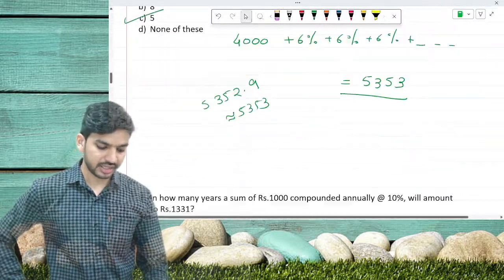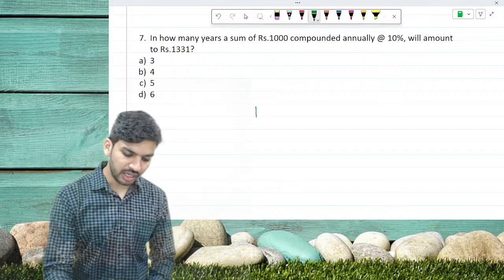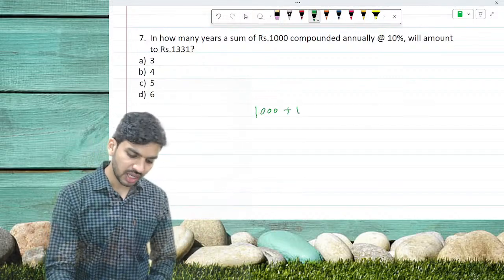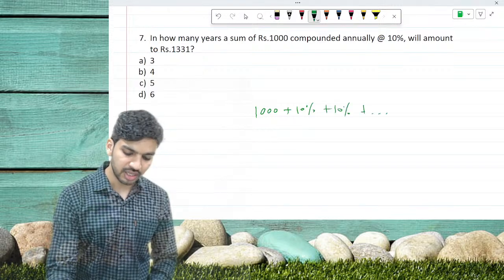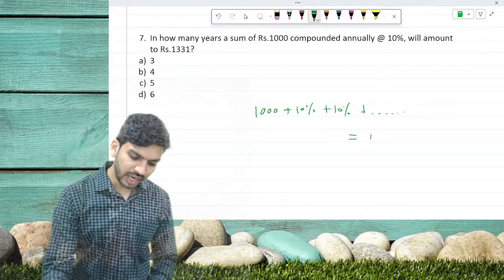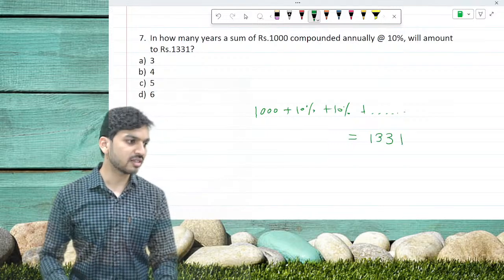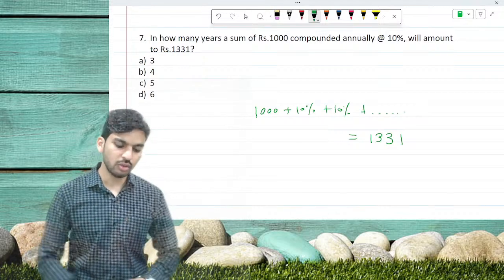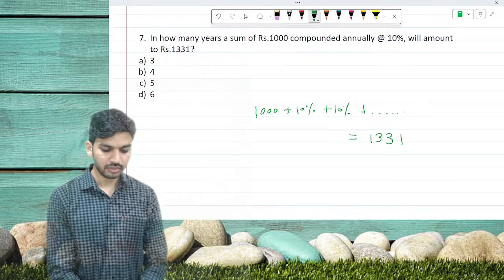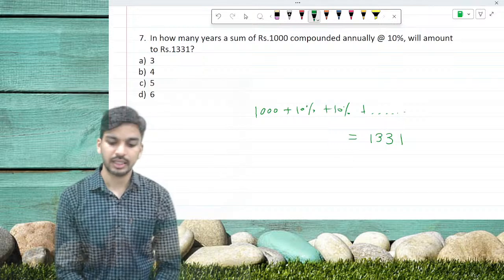Let's go for the next sum. Okay, all same category of question. That means 1,000 plus 10% plus 10% plus how many times, so that we should get 1331. So all of you give the answer now. I am waiting for your answers. I will not solve this. All of you solve it on your own. 1,000 plus 10% plus 10% plus 10%.